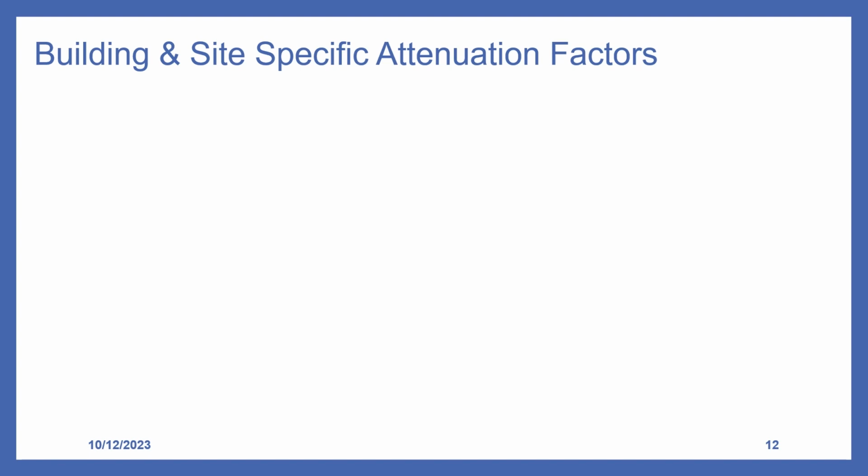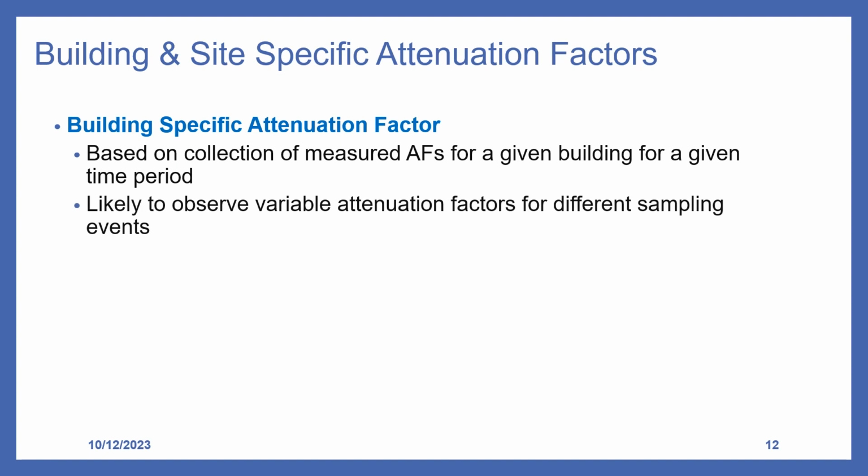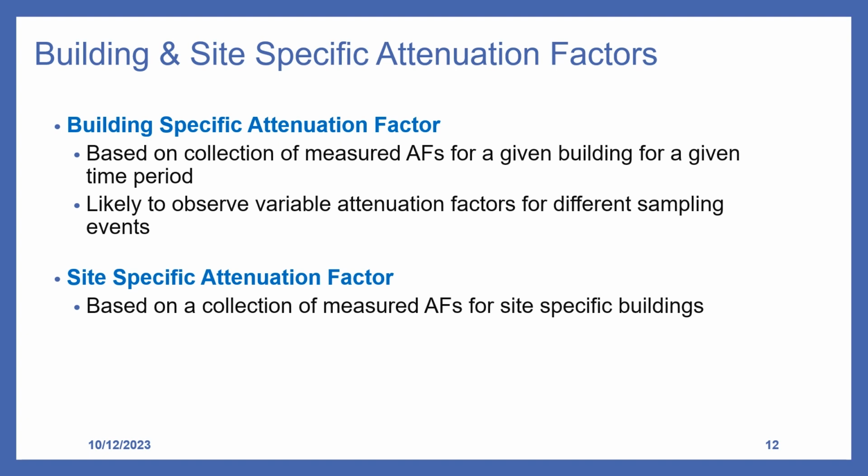In addition to the generic attenuation factors discussed in the previous slide, building-specific and site-specific attenuation factors can be developed with a robust data set. Building-specific attenuation factors should be based on collection of measured attenuation factors for a given building for a specific time period. Additionally, it's likely that you're going to observe a range of attenuation factors for different sampling events. For a site-specific attenuation factor, those should be based on collection of measured attenuation factors for site-specific buildings. I did want to exercise caution with these approaches, as vapor will behave differently for every building.